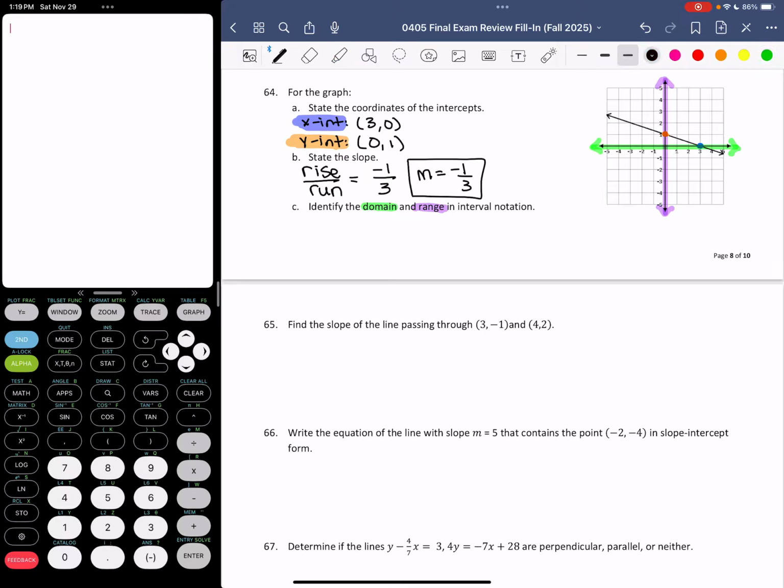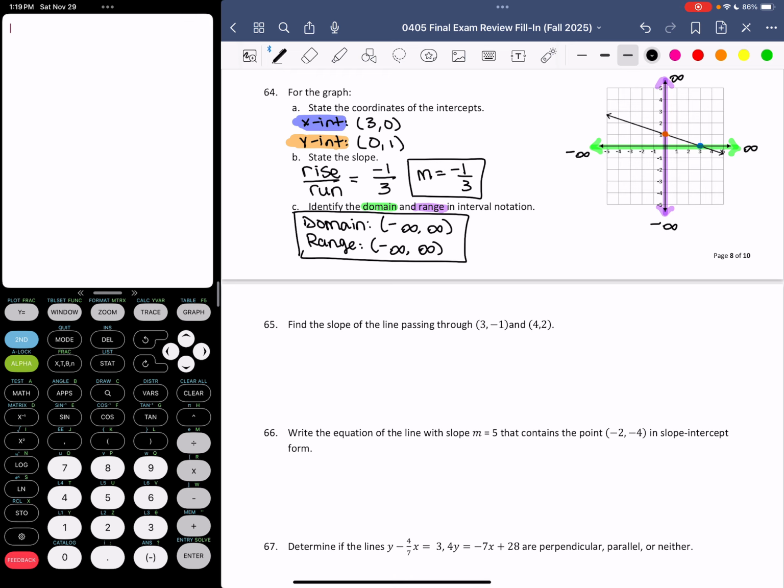So domain and range happen to both be -infinity to infinity, the same. So domain, -infinity to infinity, range, -infinity to infinity. There we go. All right.